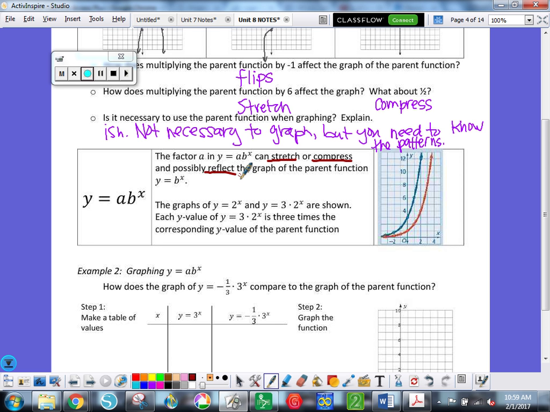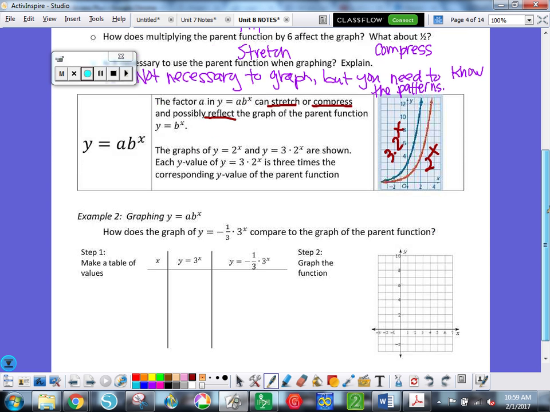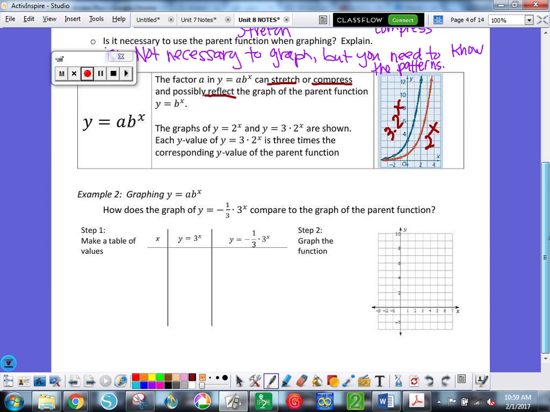The red graph is 2 to the x. The blue graph is 3 times 2 to the x. What's the difference between them? The blue one's been stretched taller, right? Because the a is 3.